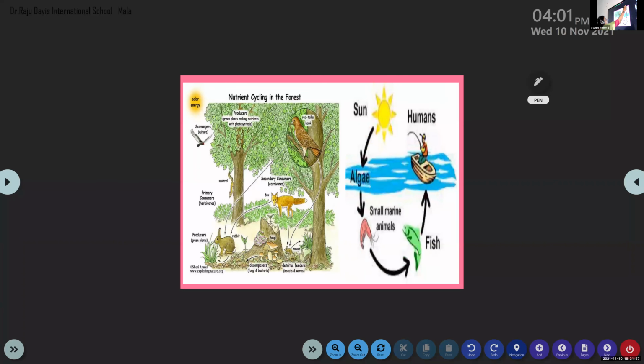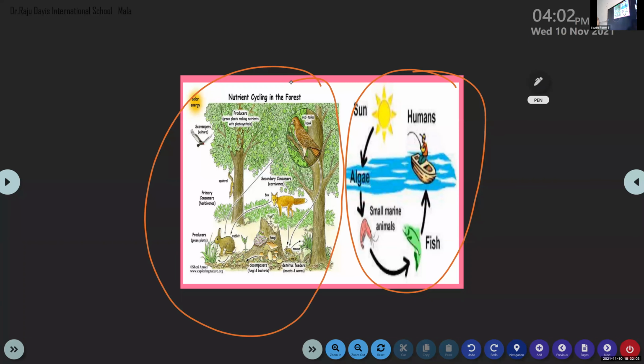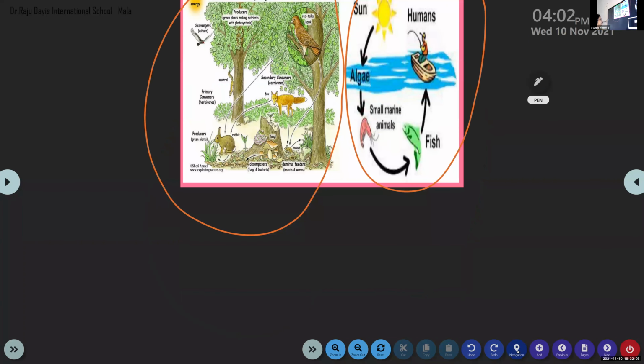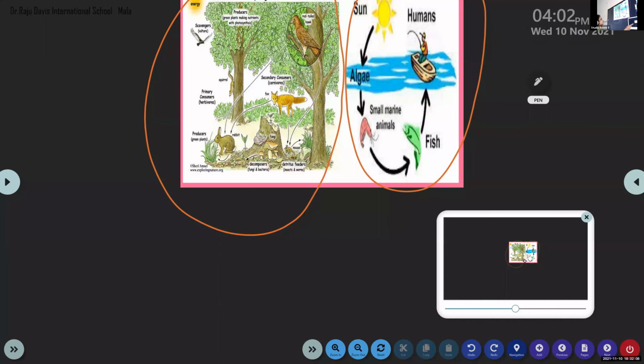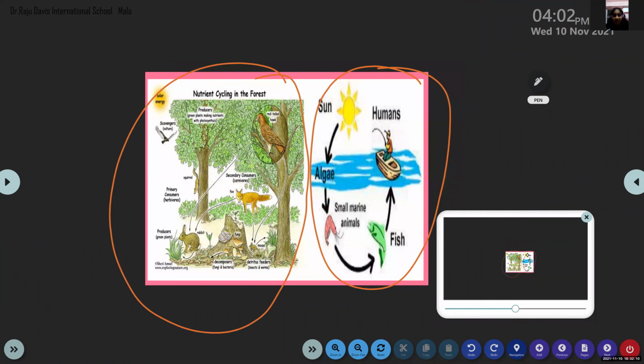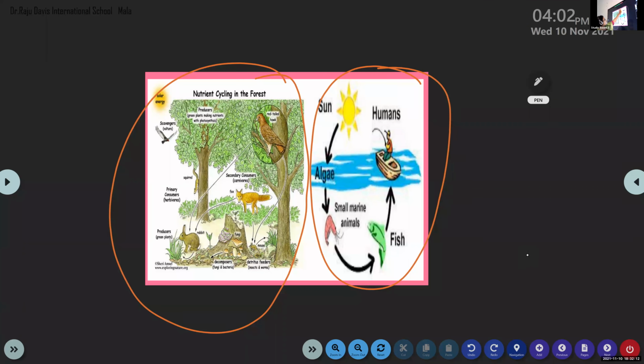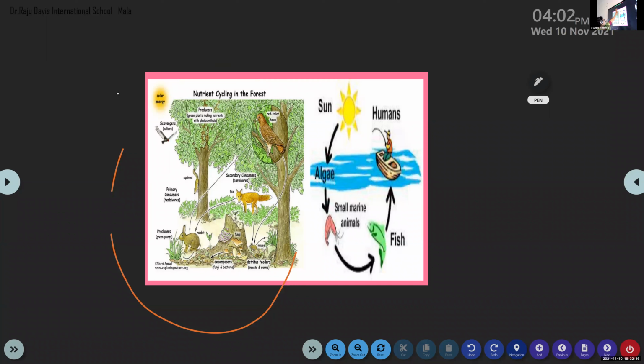This one is from the sea, and this is what is happening on the land, with the help of an algae form. So first let us discuss the first one on the land. Nutrient cycling in the forest. In the forest there are so many food webs. We have a small mouse over there. Have you seen?